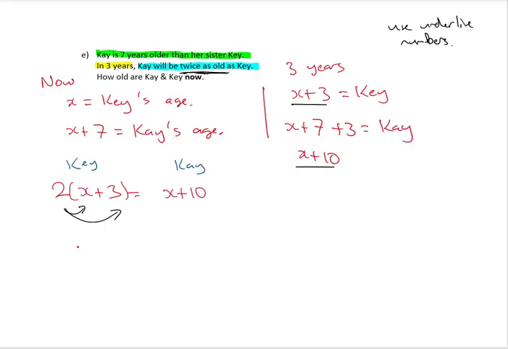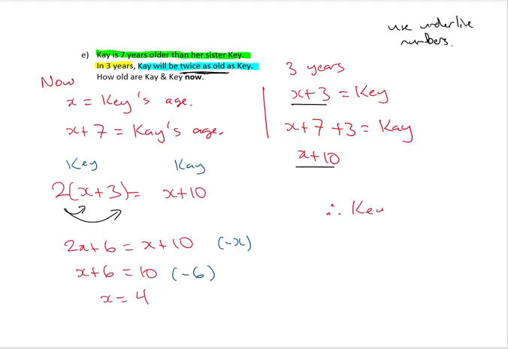So this will end up being 2x plus 6 equals x plus 10. Now you just solve for x. Minus x on both sides, I end up with x plus 6 equals 10. Then minus 6 on both sides, you get x equals 4. That means Key is currently 4 years old. And K, because she's currently x plus 7, you just substitute 4 plus 7 in, so you have 11 years old.